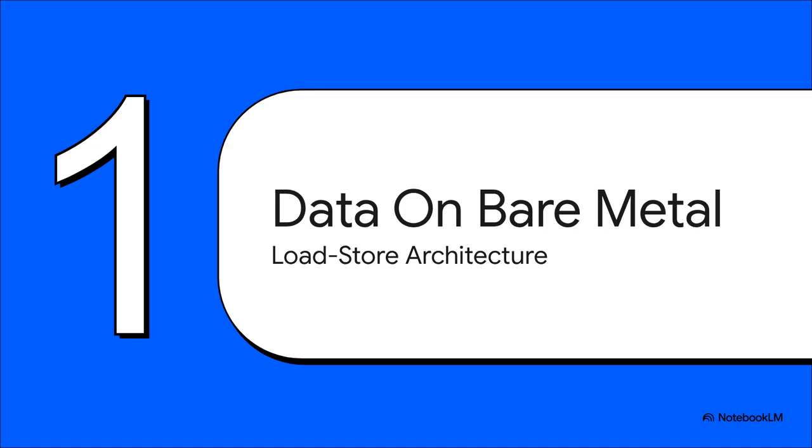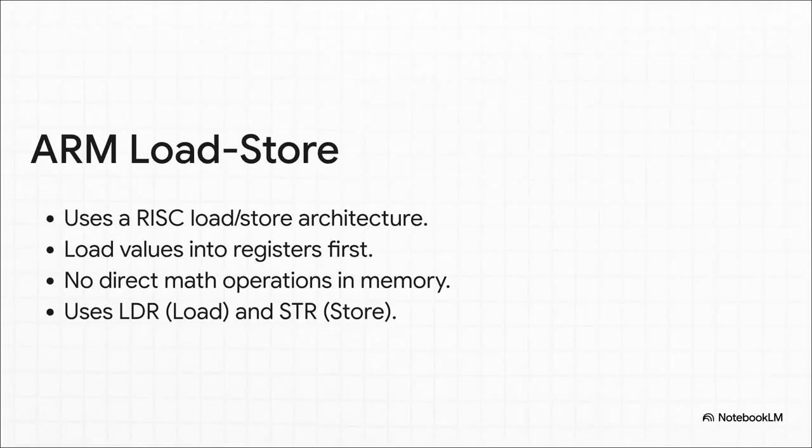Section 1. Moving data on bare metal. So we're starting our journey at the absolute atomic level of our processor hardware. We really need to look at how data is physically moved around inside the chip before any actual computation can even begin. At this level, there's an absolutely foundational rule.